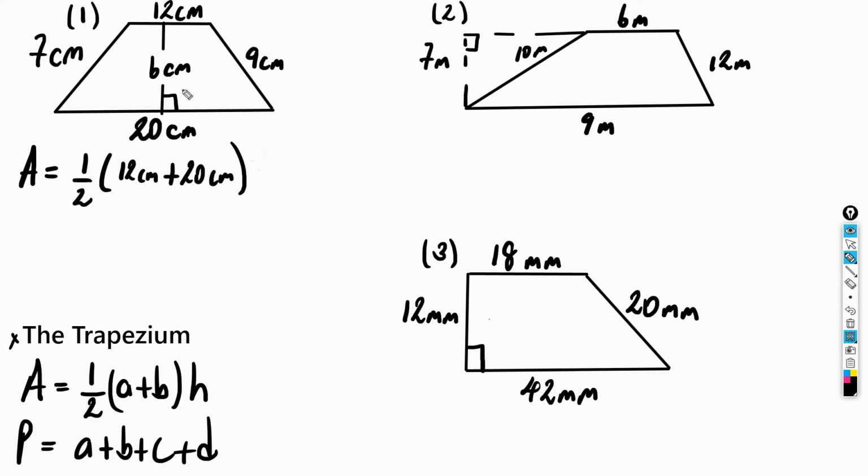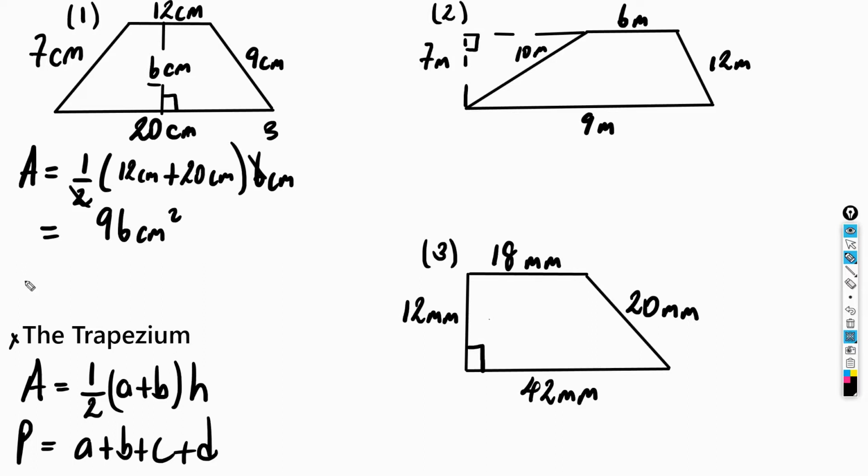Multiplied by H, and you can see the perpendicular height is 6 centimeters. Cool. All right, so when we multiply this now, this 2 can actually go into this 6, which would give us 3, and this 12 and 20 would give us 32. So it should actually be 32 multiplied by 3, and we should get 96 centimeters squared.